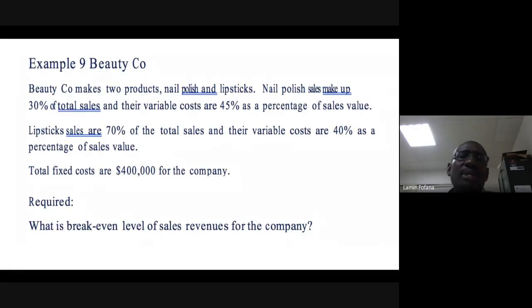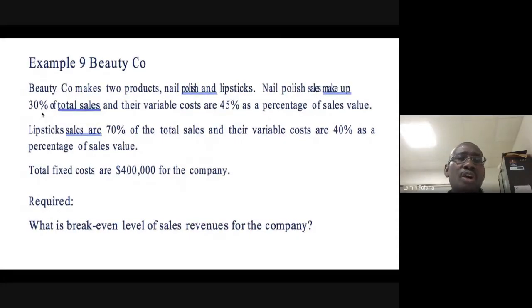Okay, so what we need to find is our CS ratio for each of the products, and we apply the weightings on them, and we add the two weights. That will give us our weighted average CS ratio. Okay, is that clear? So we know from the question that the nail polish sales make up 30% of total sales. What does that tell you? That tells you that this is their market penetration.